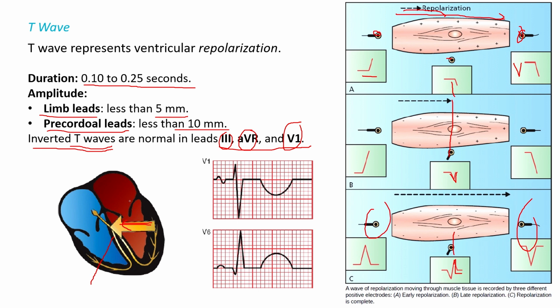It's the same apply to aVR and lead V1. Same applies there. That's why it's normal to find negative T waves in these cases. I hope it makes sense.